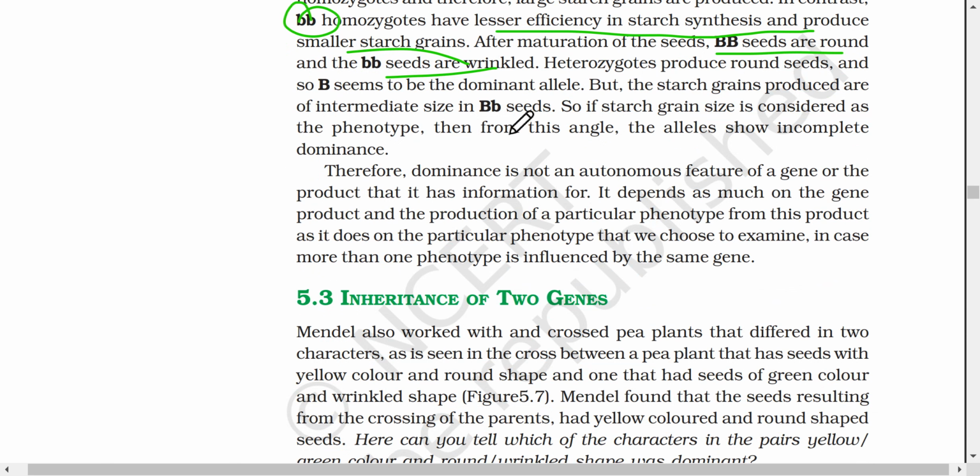but the starch grains produced are of intermediate size, capital B small b seeds. So if starch grain size is considered as the phenotype, from this angle the allele shows incomplete dominance क्योंकि intermediate है, तो इसको भी आप starch grain के size को आप incomplete dominance कह सकते हैं.